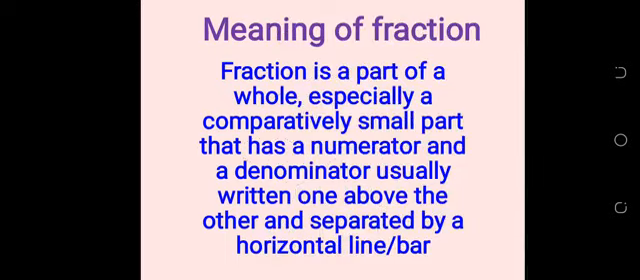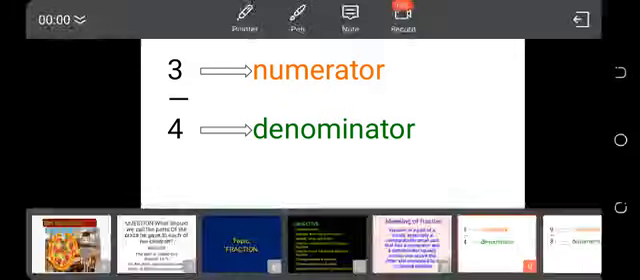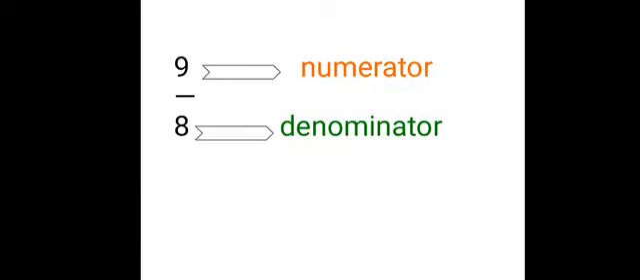Now look at the example. 3/4. 3 is the numerator and 4 is the denominator. Numerator is the part of a fraction that is usually written on top of a horizontal line, and denominator is the part of a fraction that is written under the horizontal line. Look at this example also. 9/8. 9 is the numerator and the 8 is the denominator.